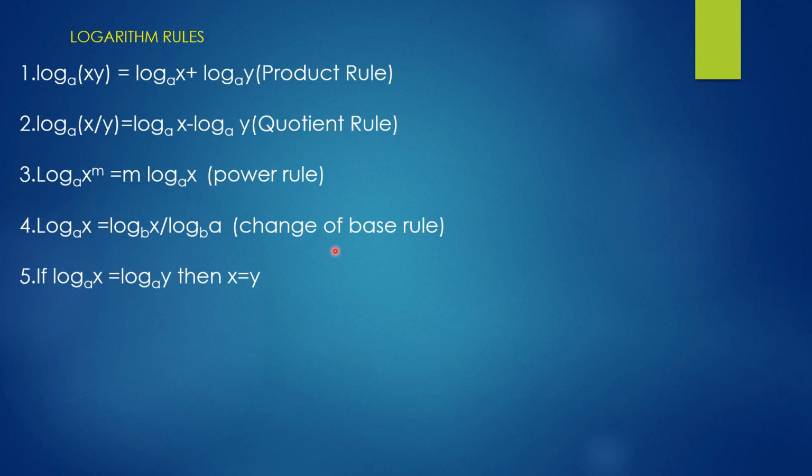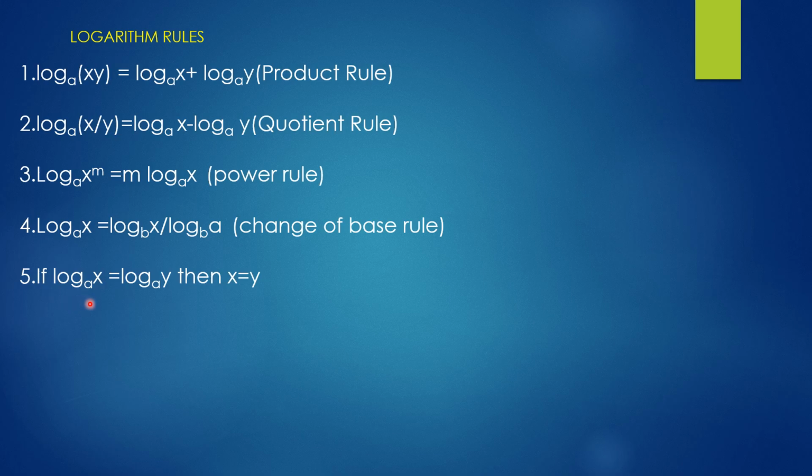This is known as the change of base rule. While changing the base of the logarithm of the given number, you have to remember this rule. What is this rule? Logarithm of x to the base a is written as logarithm of x to the base b divided by logarithm of a to the base b. Are you clear?